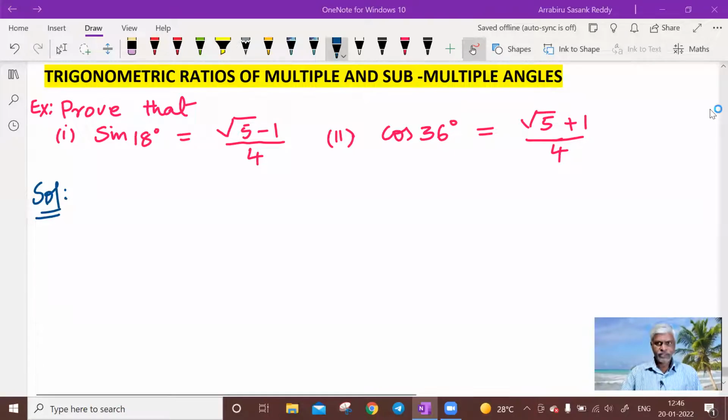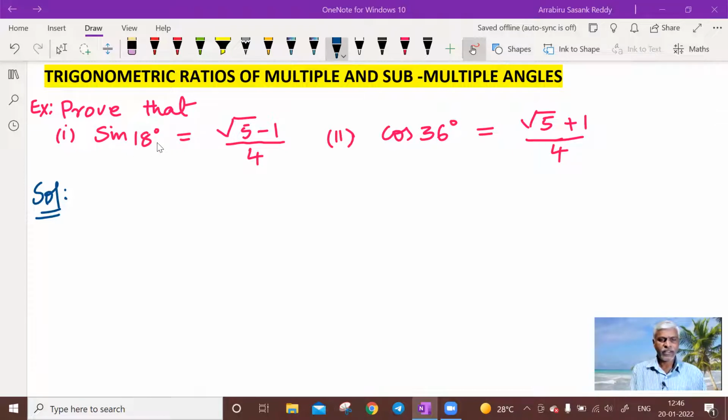Welcome to mathematics class. Trigonometric ratios of multiple and submultiple angles. Already the formula we have discussed in previous class. So let us solve some solved problems from the textbook.